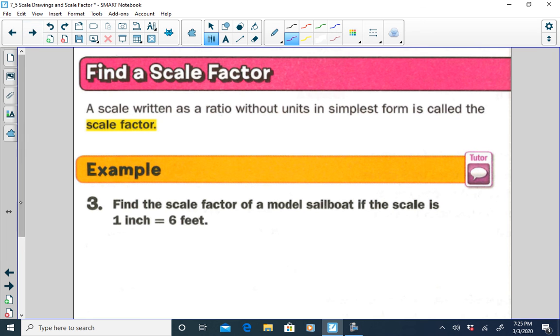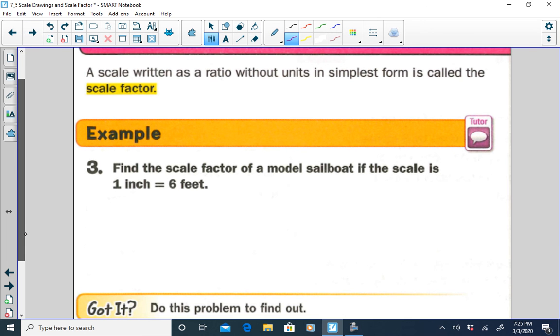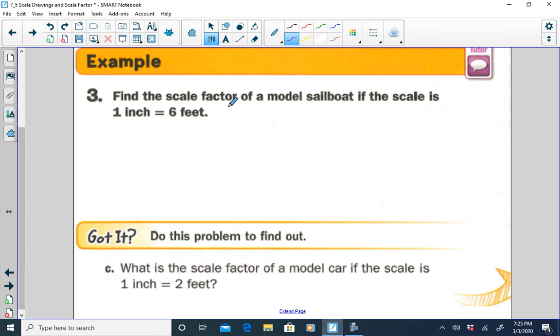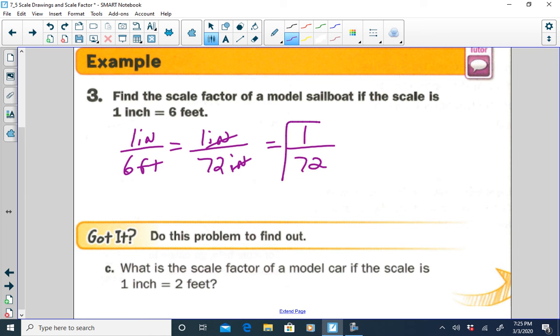All right, let's do some more with scale factors. A scale written as a ratio without units in simplest form is our scale factor. So let's continue with that. Find the scale factor of a model sailboat if the scale is 1 inch is 6 feet. That's the same as 1 inch is 6 times 12, since each one of those feet is 12 inches. So 6 times 12 is 72 inches. Inches cancel. So my scale factor without units would be 1 over 72.